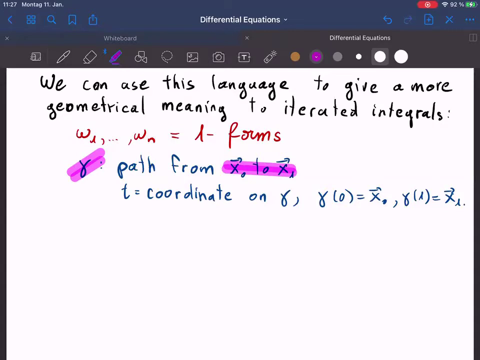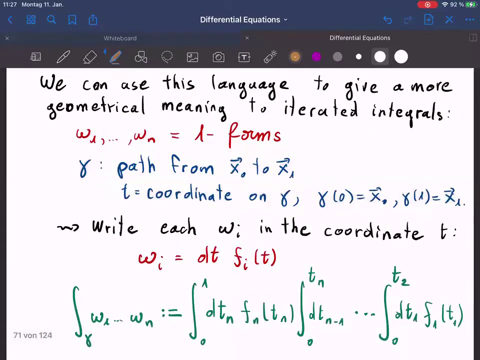Now, if you take a path, I can always choose the local coordinate on the path. I choose my coordinate t such that at 0 it is equal to the initial point, at 1 it is equal to the endpoint. So that defines a path. If I now also take some differential forms, I take n 1-forms. Well, I need to take 1-forms because I want to integrate them on a path. A path is a one-dimensional object, so I have to take 1-forms.